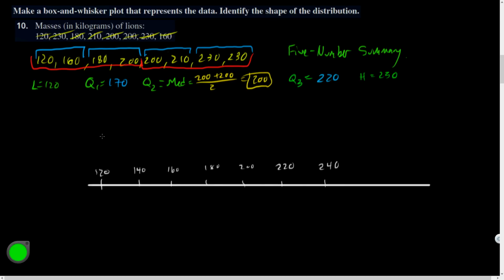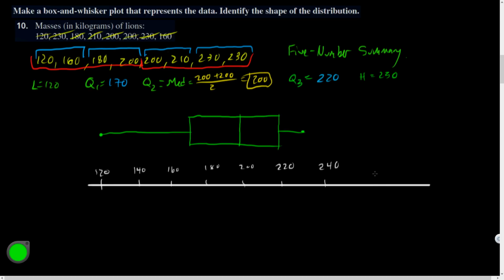Okay, so my low number was 120. Put a dot. My quartile 1 was 170. Put a vertical little line. That's going to be part of my box. 200 is the median, or quartile 2. 220 is quartile 3, and the highest number is 230. Draw my box and whiskers.